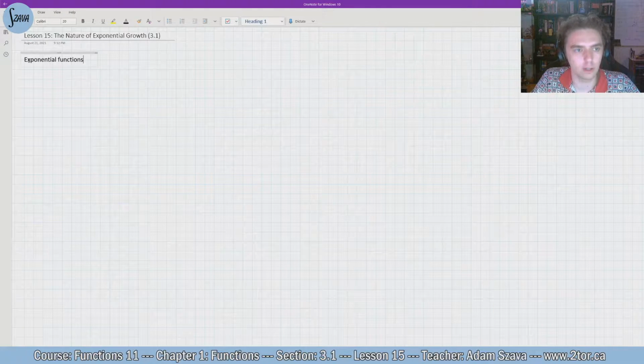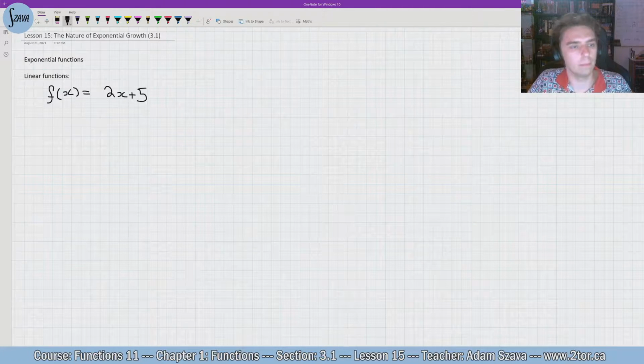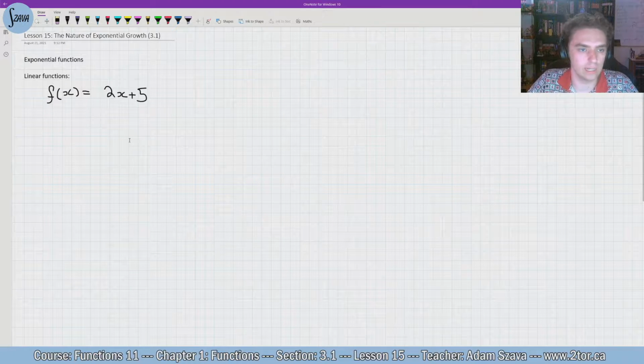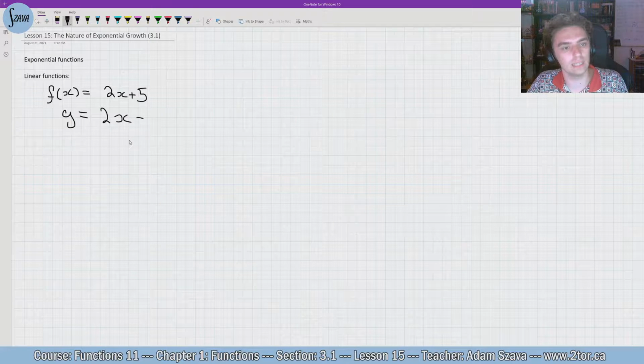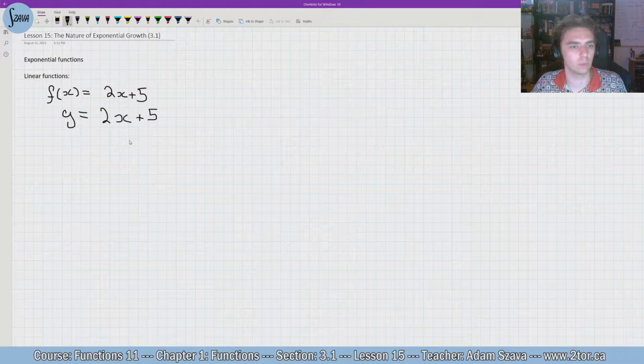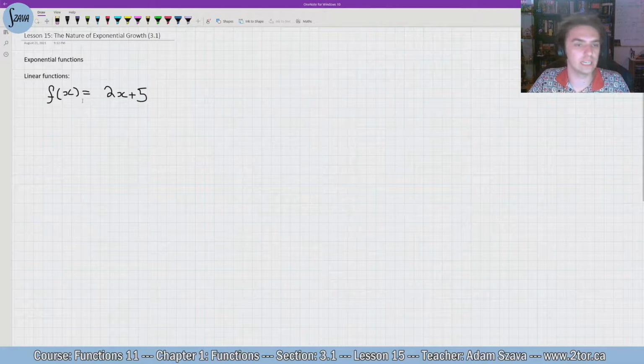So let's talk about the types of functions you know so far. You definitely know linear functions. Linear functions are things like f of x equals 2x plus 5. You started studying this in grade 9, under the idea of y equals 2x plus 5. But to me at least, it makes more sense to think of it as a function, as in we're putting some x value in, and we're getting some f of x value out, and then we graph that instead.